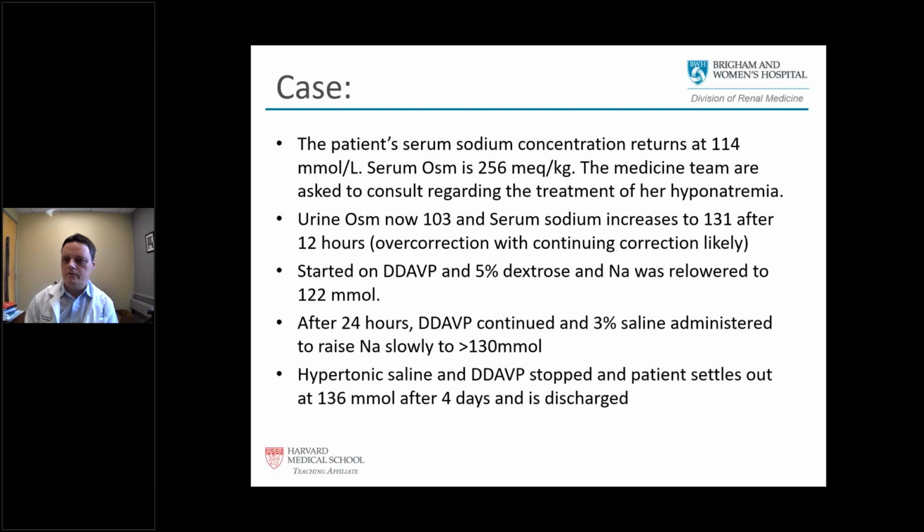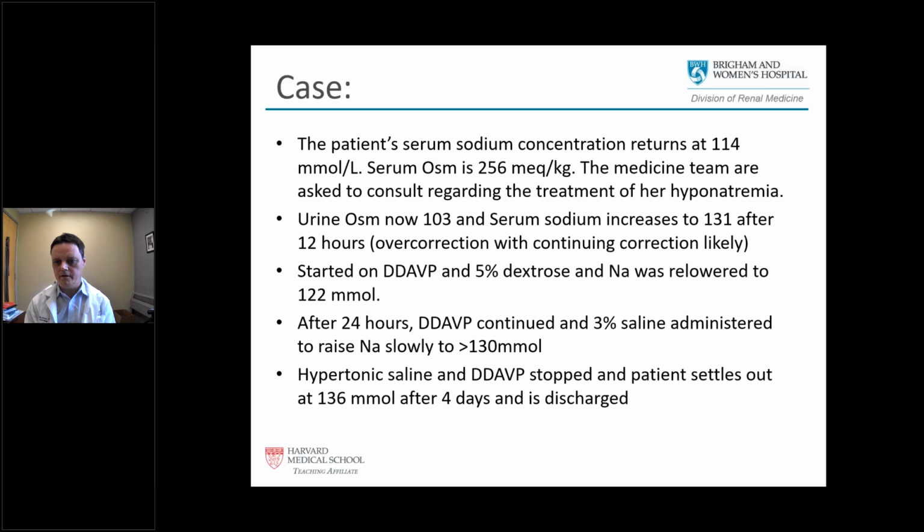Patient's serum sodium concentration returns at 114. Her serum osmolality is 256. So this is a true hypovolemic hyponatremia. The medicine team are asked to consult regarding the treatment for hyponatremia. They check a urine osmolality and it's now 103.